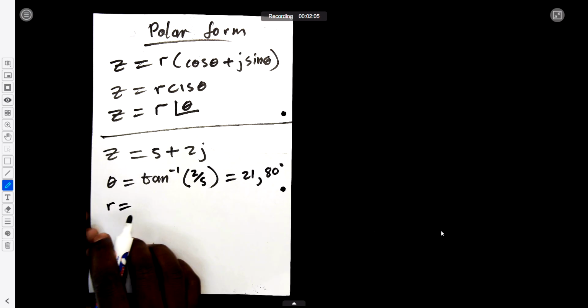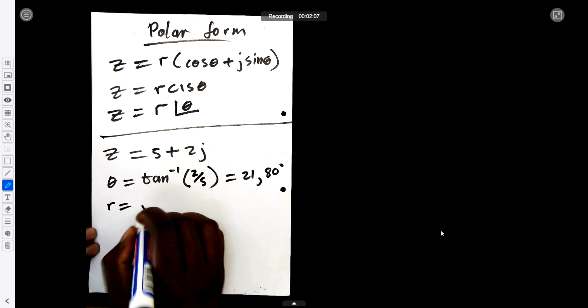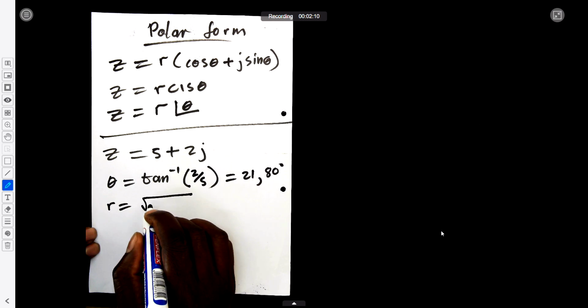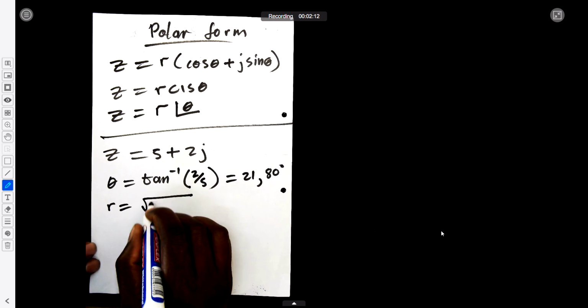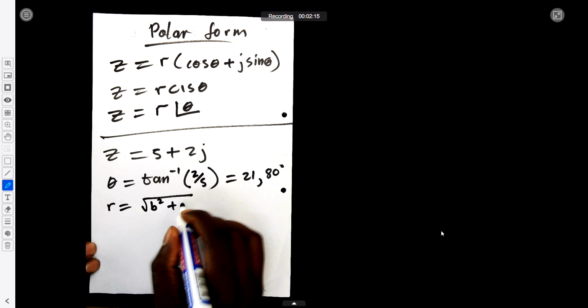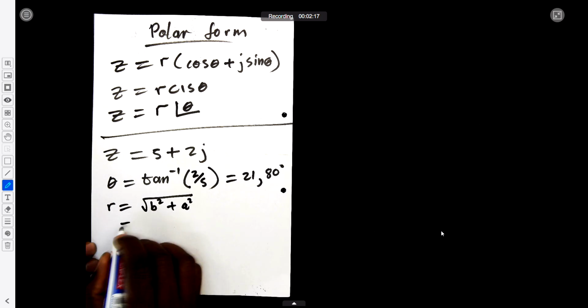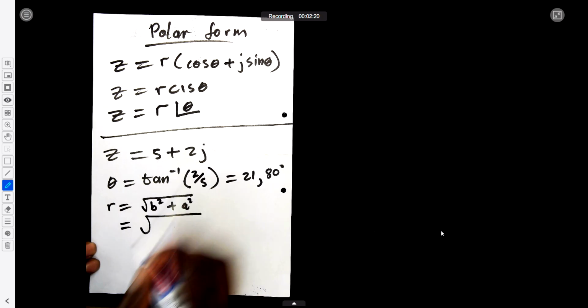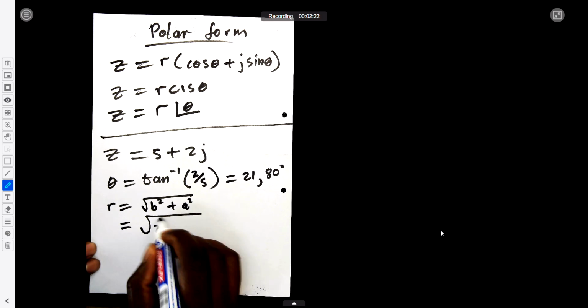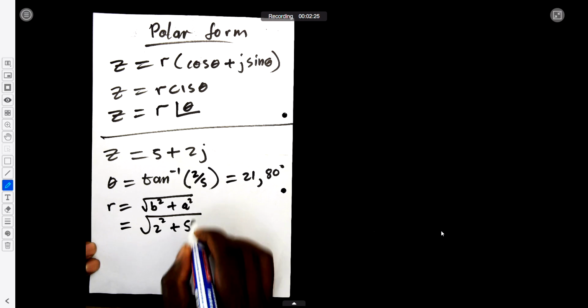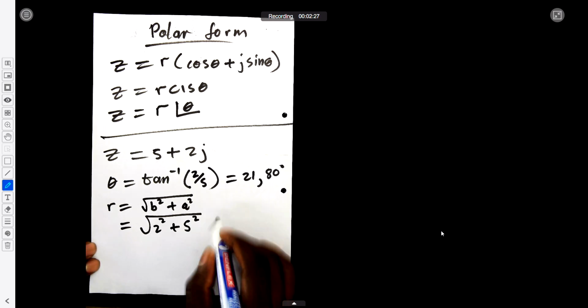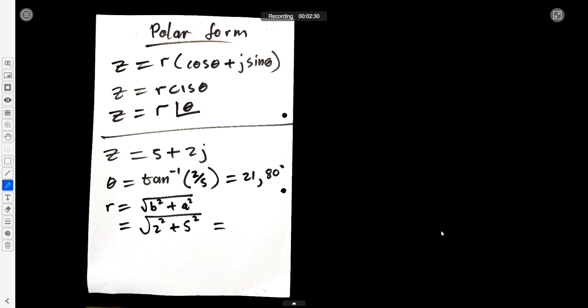Then r is equal to the square root of b squared plus a squared, let me write the whole formula. B is the coefficient of j, which is 2, plus 5, all squared. And this gives us our modulus r. We have 4 plus 25, which is 29. Is it root 29?